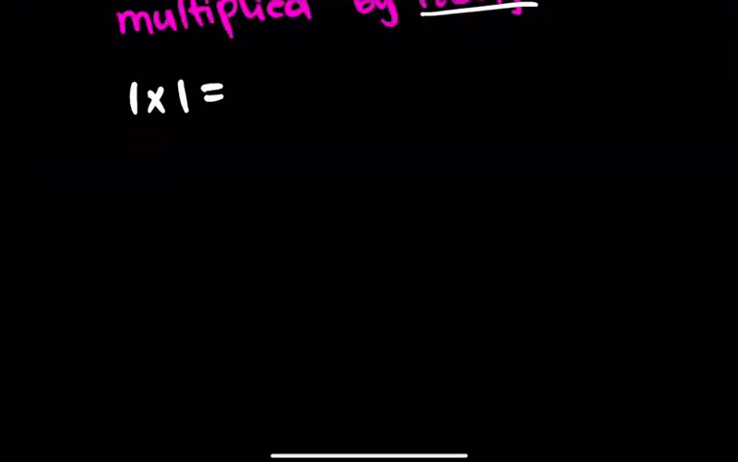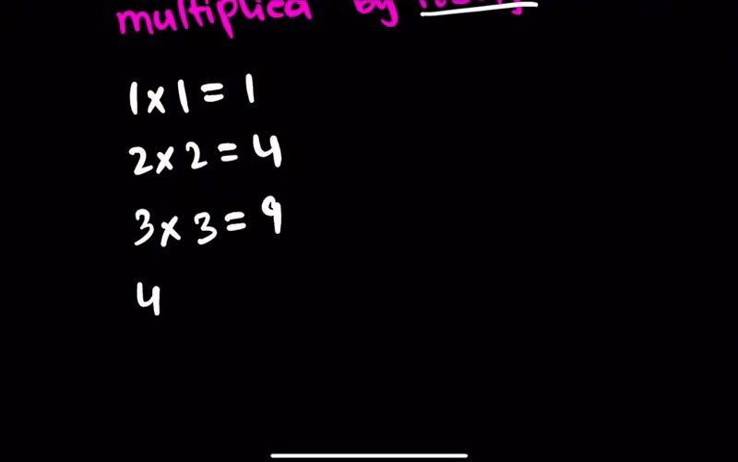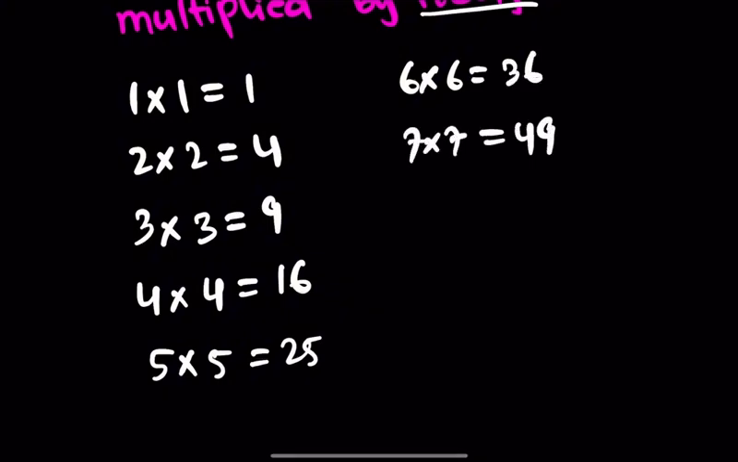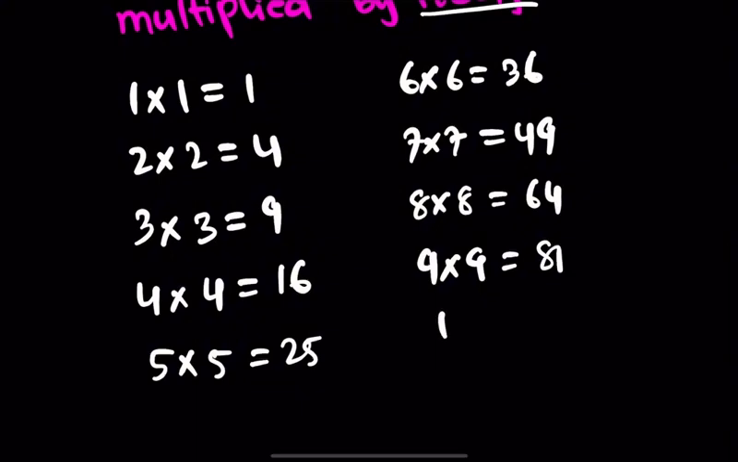1 times 1 equals 1, 2 times 2 equals 4, 3 times 3 equals 9, 4 times 4 equals 16, 5 times 5 equals 25, 6 times 6 equals 36, 7 times 7 equals 49, 8 times 8 equals 64, 9 times 9 equals 81, and 10 times 10 equals 100.